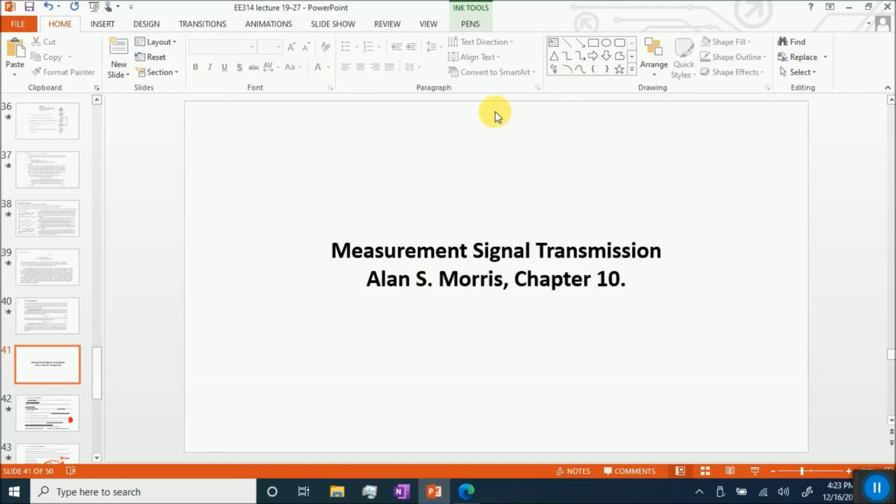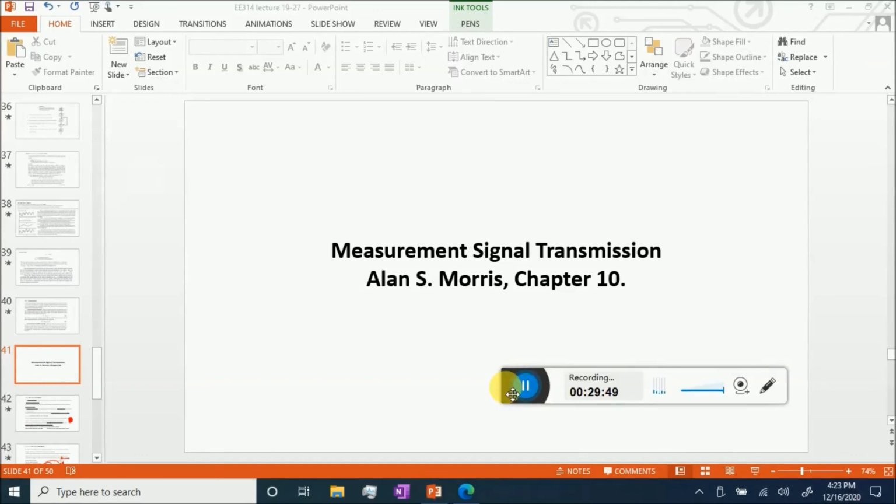Your signal transmission is usually covered in detail in your courses of signals and systems, and then in much more detail in communication systems. So that's it from my side.